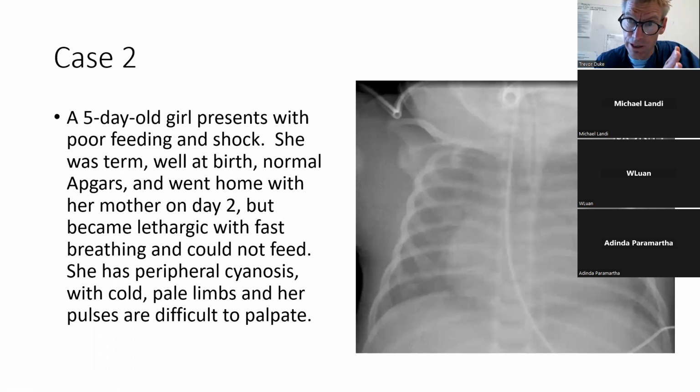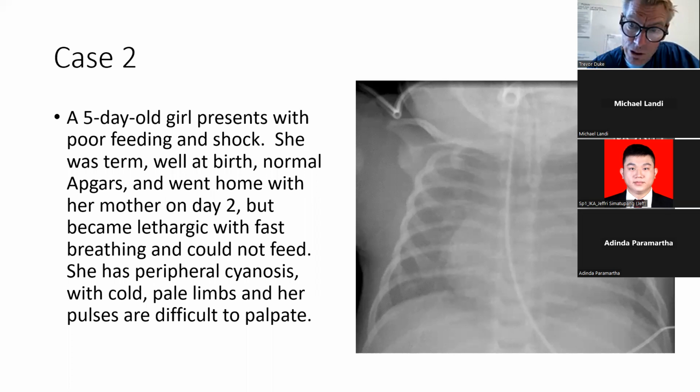Last week I talked about three case scenarios, and I just want to go back over the second one. The second one was a 5-day-old baby who presents with poor feeding and shock. This case scenario is a newborn who's well at birth, has normal APGARs, goes home day 2 or day 3, is a term baby, seems to be okay, and then they become lethargic and have fast breathing, they're not feeding, and then they go into shock fairly rapidly, often over a space of hours. They're peripherally cyanosed, often with cold, pale limbs, and their pulses are difficult to feel.